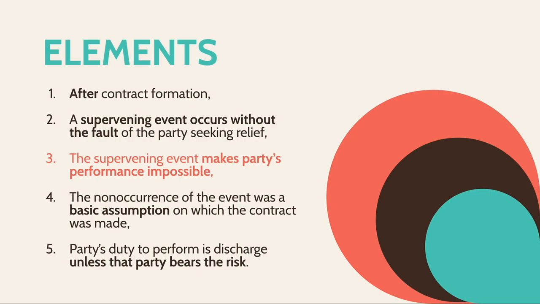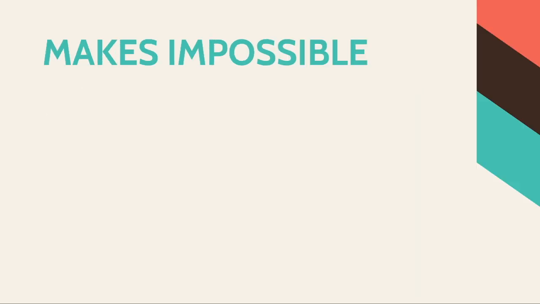So we said that this third element is the key one that changes for each of these defenses: the event must render performance impossible. What does it mean to make performance impossible? It has to be objectively impossible, meaning not just specific to your circumstances, but that it cannot be done. Like, I would sell you this car, but it was destroyed, so it cannot possibly be sold to you. Or we would hold the concert in the concert hall, but the concert hall burned down prior to the performance. It's impossible, not 'this is too challenging for me because I am subjectively unable to do it.'